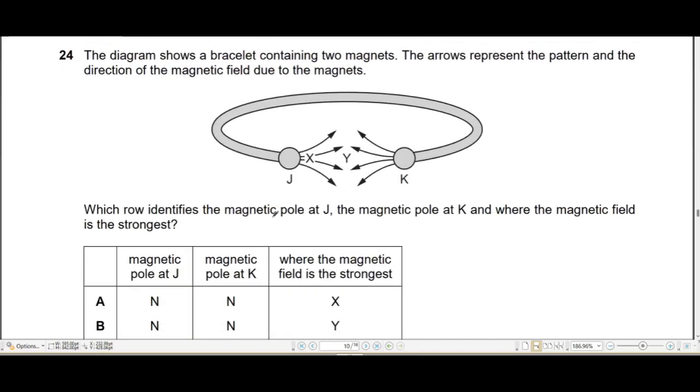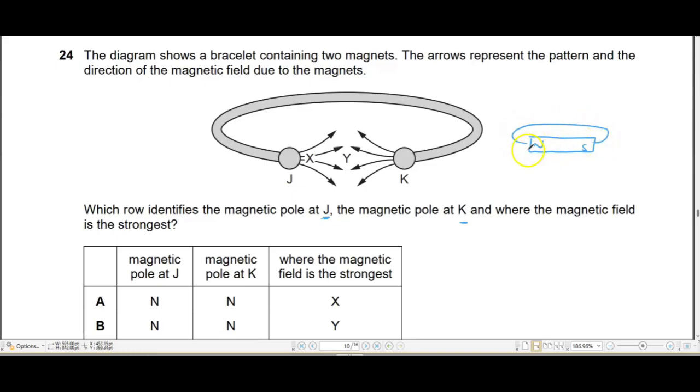Question number 24. The diagram shows a bracelet containing two magnets. The arrow represents the pattern and the direction of the magnetic field due to magnets. Which row identifies the magnetic pole at J and the magnetic pole at K, where the magnetic field is the strongest?